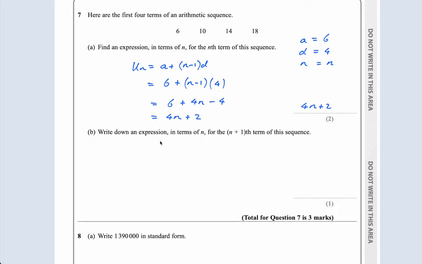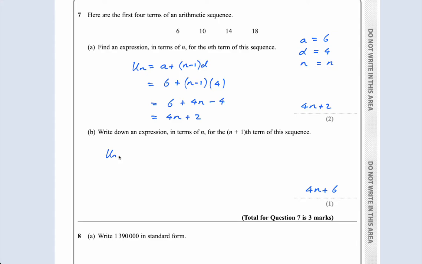Then it says write down an expression in terms of n for the n plus 1th term of this sequence. A little bit of a tricky one. You can see straight away that if this term is 4n plus 2, then this term has to be 4n plus 2 plus 4, because we're adding on another 4. So it's just 4n plus 6. To get to the next term, you add 4.